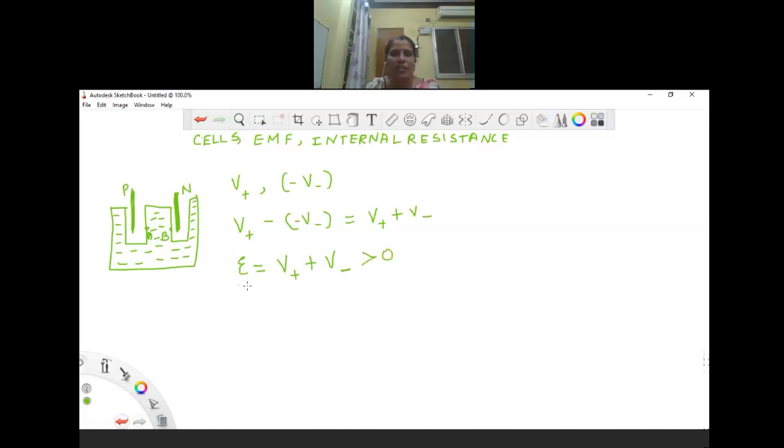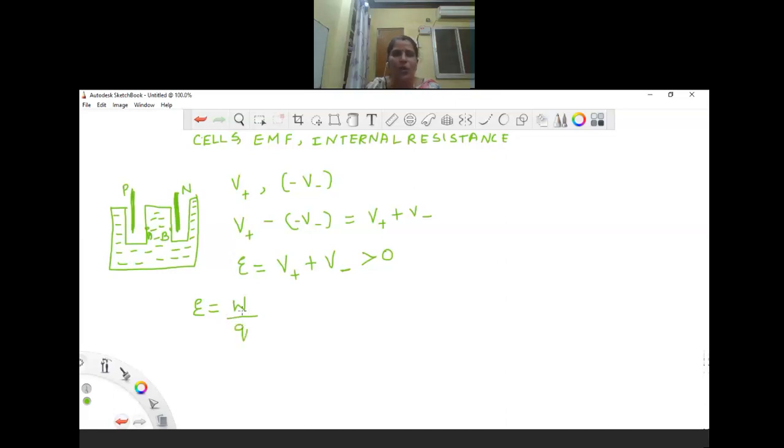So what is this EMF? This EMF is the electromotive force. Actually, it is not a force. It is the work done per unit charge.